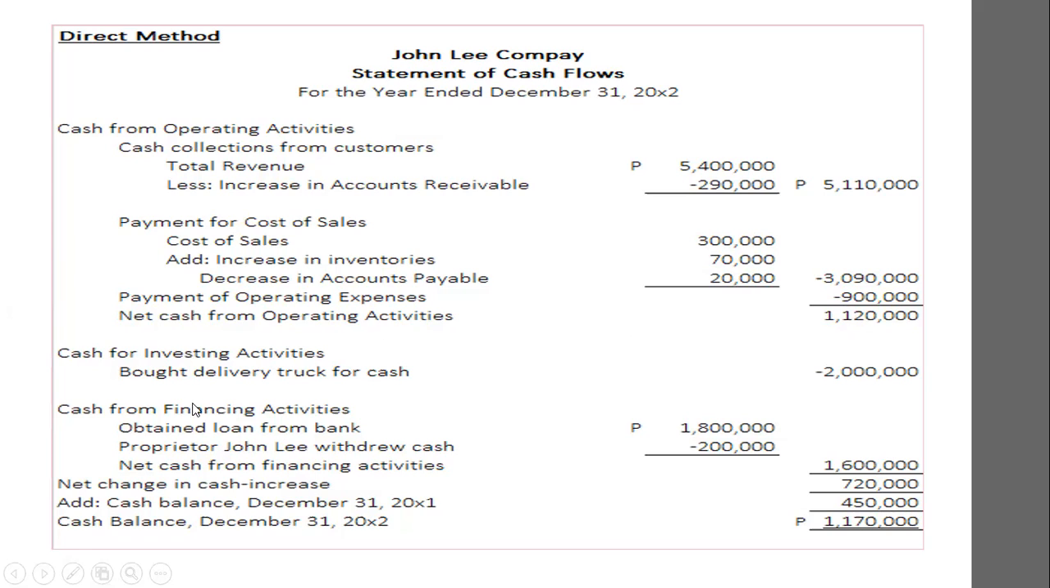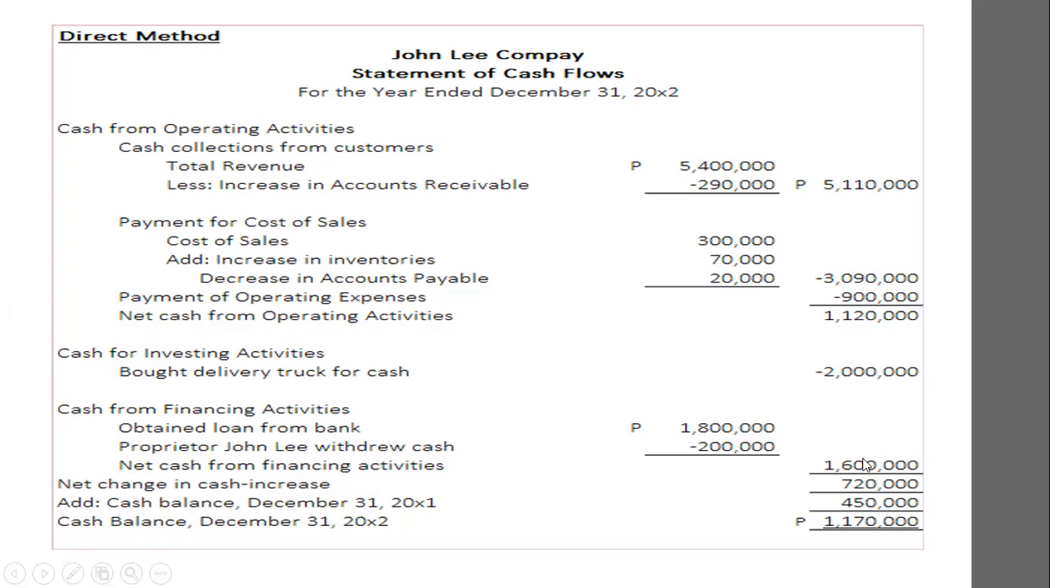Then, syempre, under investing activities, same lang din sa indirect method. Syempre, nag-outflow yung pera, so negative 2 million. Then, same din sa financing activities. So, obtain loan from bank, 1,800,000. Then, yung withdrawals na 200,000. So, 1,600,000. So, as I suggested, compute nyo muna yung mga sign. So, 1,120,000, add mo yung 1,600,000. So, ito po ay 2,720,000. Tapos, ililess nyo po yung negative 2 million.